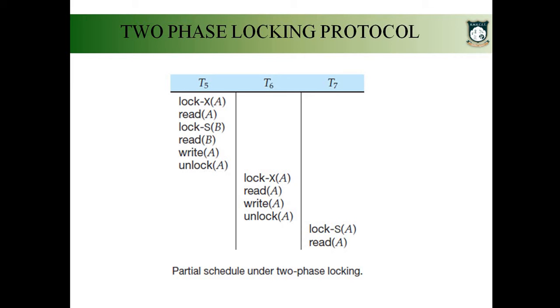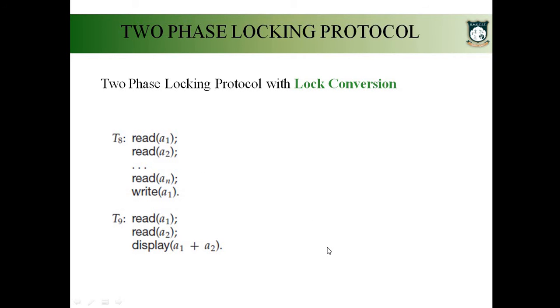Now we can see an example of a schedule which follows the two-phase locking protocol. T5 is initially in the growing phase, then after performing its operation it comes to the shrinking phase. Similarly, T6 starts with the growing phase, then ends with the shrinking phase. Similarly for the next one: growing phase, shrinking phase. So that's about the two-phase locking protocol.